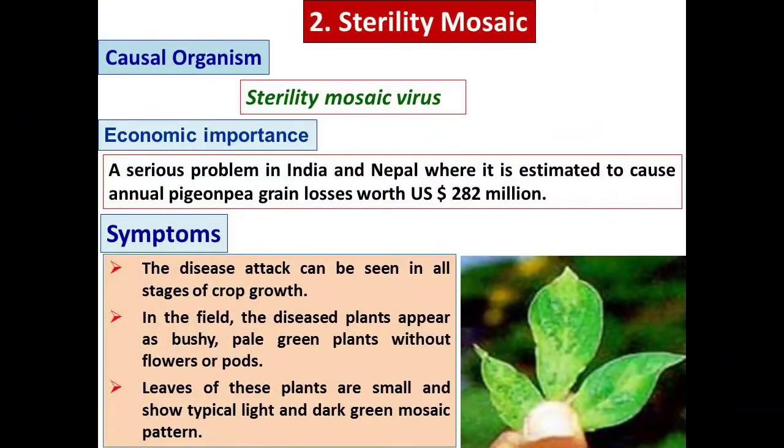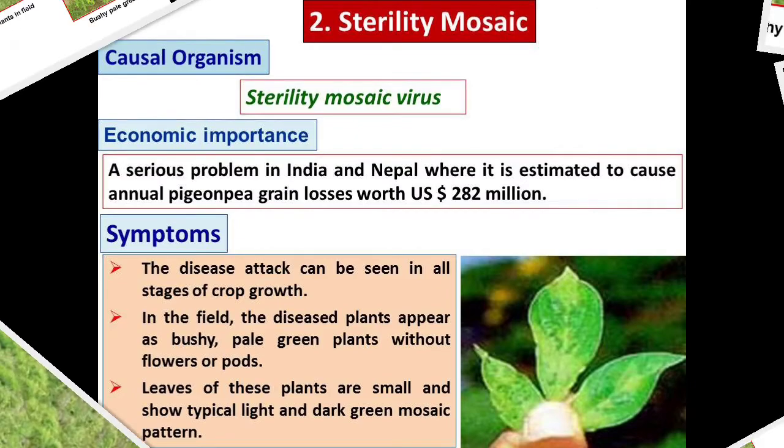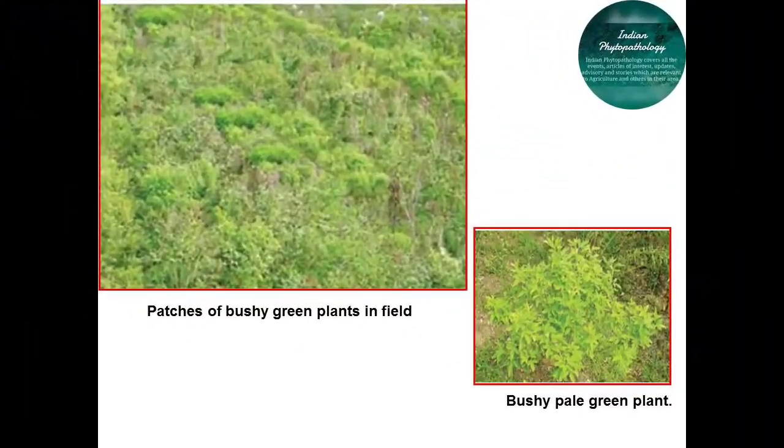The next most important disease of tur is sterility mosaic, and it is caused by the sterility mosaic virus. It is a viral disease that attacks all crop stages of the tur plant. In the field, the diseased plants appear bushy and pale green, without flowers or pods. Leaves of these plants are small and show a typical light and dark green mosaic pattern.